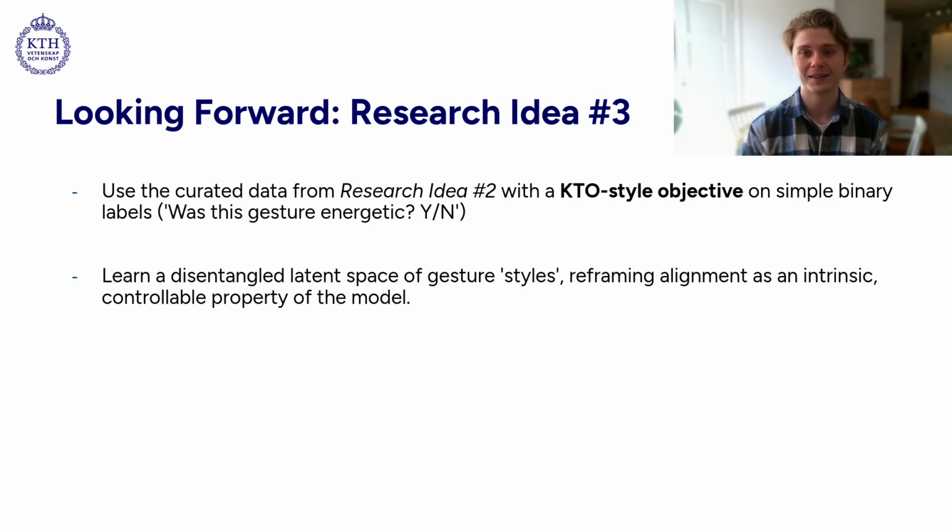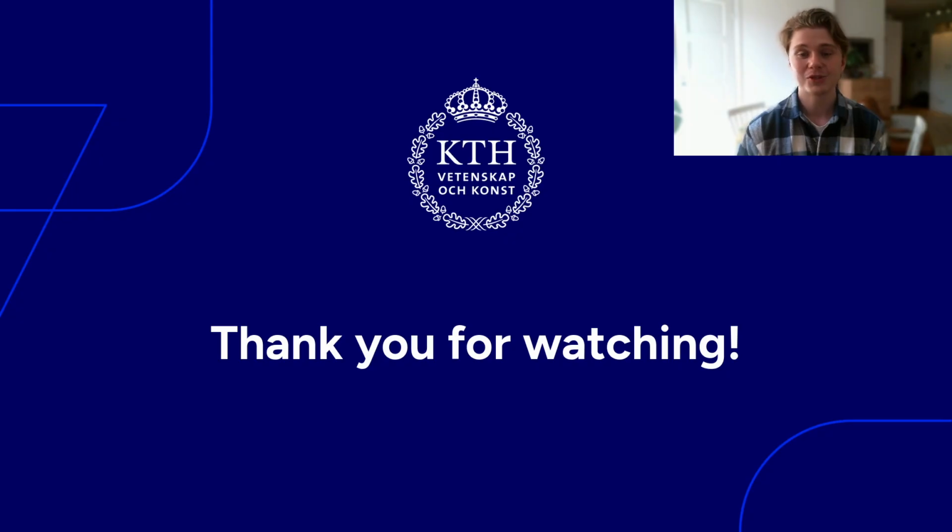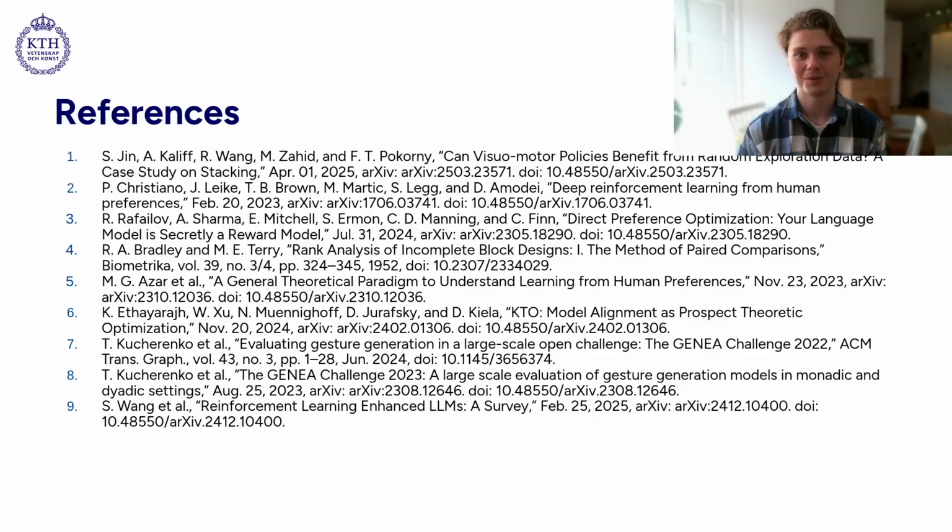Finally, this curated data from stage 2 will provide the foundation for my final idea, which is a KTO-style objective on simple binary labels to build models that are controllable by design. I'm very curious to hear your thoughts on whether this would work in practice. The cool thing about this is that it would allow us to learn a disentangled latent space of gesture styles, reframing alignment from a corrective process to an intrinsic property of the model itself.